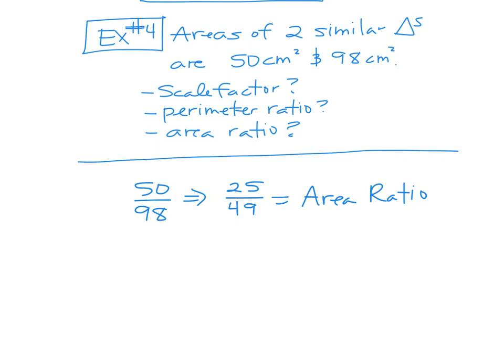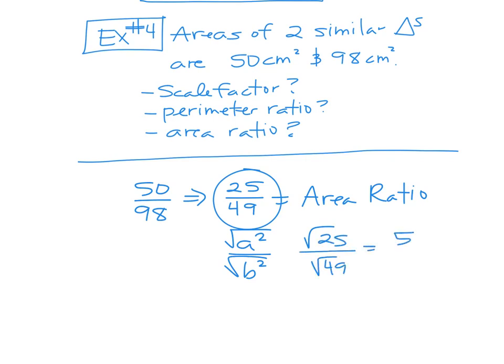What is that? Square root, right? So this has been squared, area ratio, okay? You have to work your way backwards now. If we have a squared over b squared and we're trying to get to a to b, we have to square root that. So we're going to square root 25 and square root 49, and we get 5 to 7. Okay, that's my scale factor. So scale factor is 5 to 7. What's the perimeter ratio? 5 to 7.